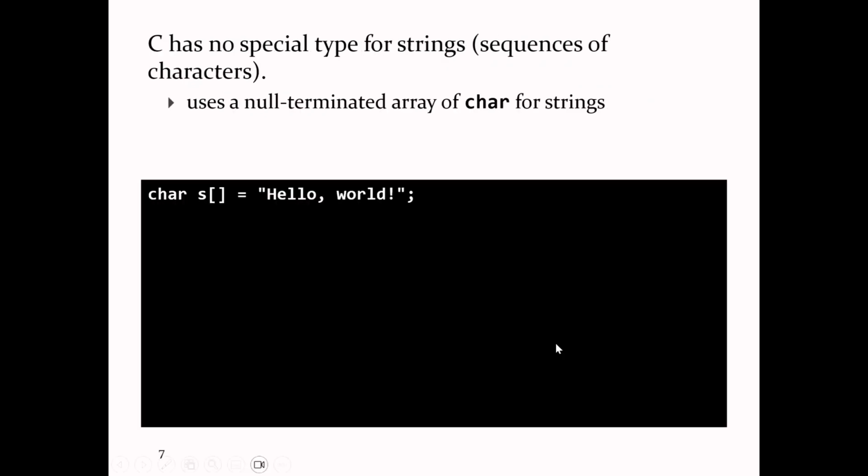So C has no special type for strings. A string in C is just an array of char. If you wanted to store a string in C, you would make an array of char, and then you can assign it a string literal, hello world. Remember in C, that thing has to be null terminated. There's a \0 at the end of that string, and you have to put it in if you're making the string programmatically. If you don't put it in, all of the C string functions barf.